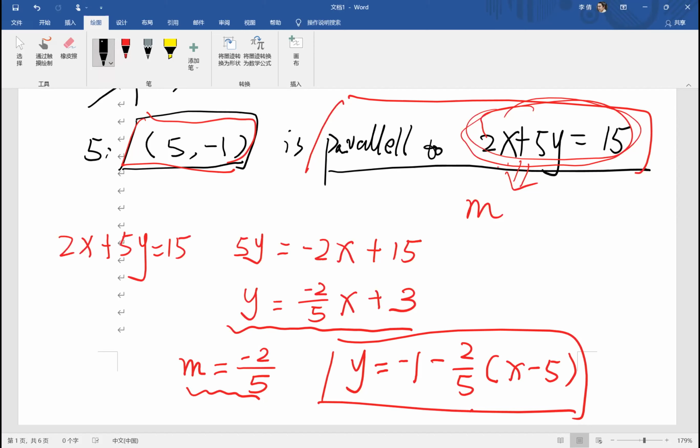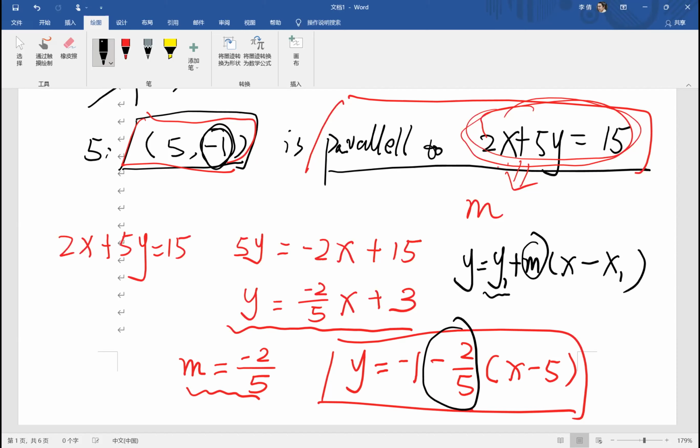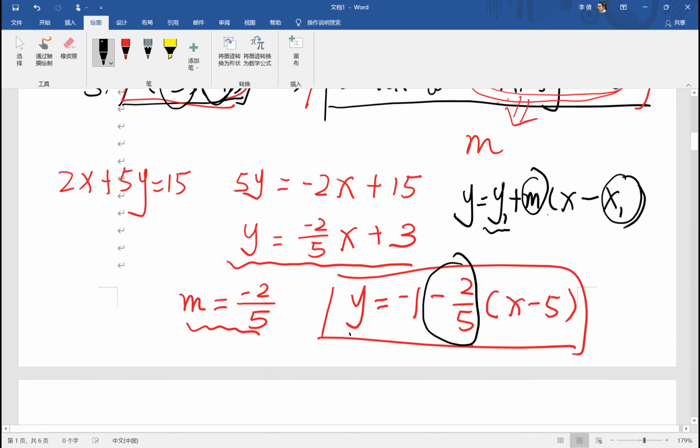This equation means y is equal to y sub 1 plus m times x minus x sub 1, right? We use y sub 1 is equal to -1, m is equal to -2/5, and x sub 1 is equal to 5, right? We use this equation to get the equation of this line.